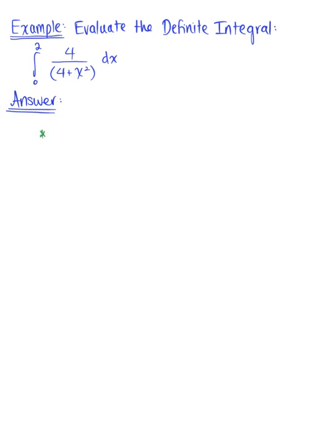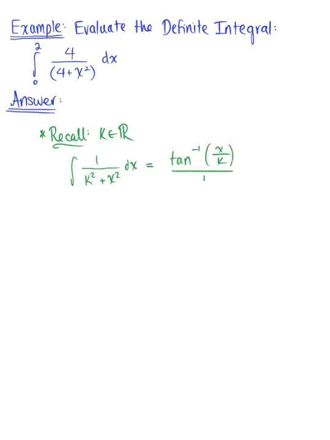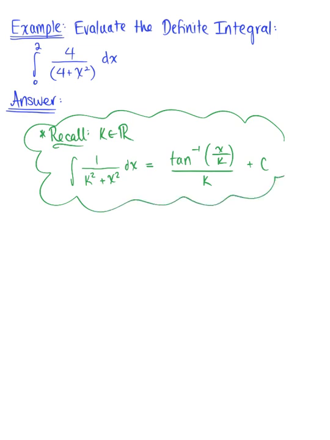So to get us started here, I just want you to recall that for a real number k, so for some constant k, if you have the integral of 1 over k squared plus x squared dx, this is equal to the inverse tangent of x divided by that constant k, all over that constant k, plus your arbitrary constant c. And so this is the formula that we're going to need to use here to integrate.